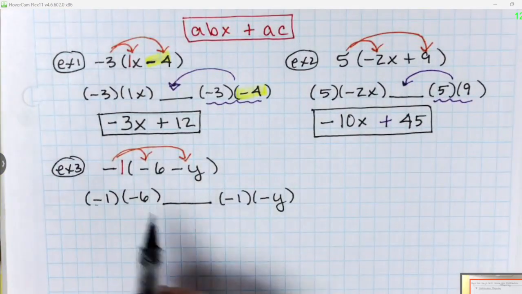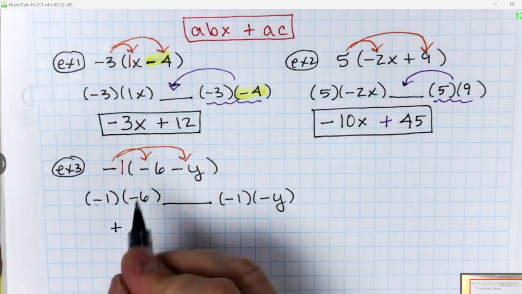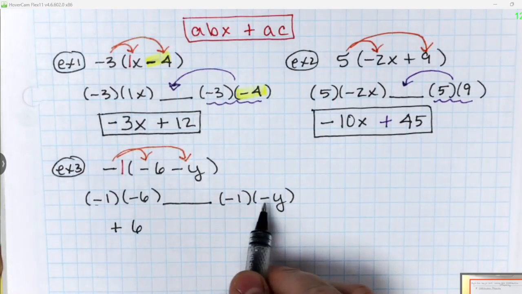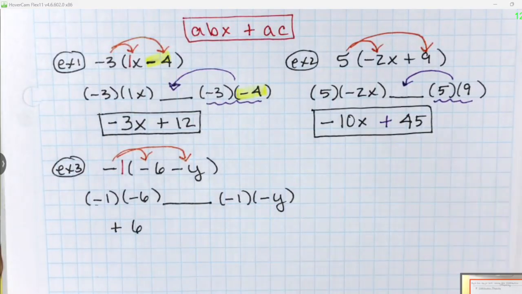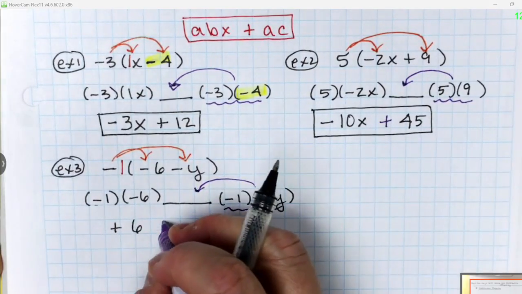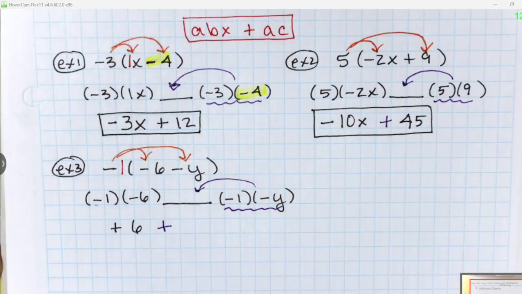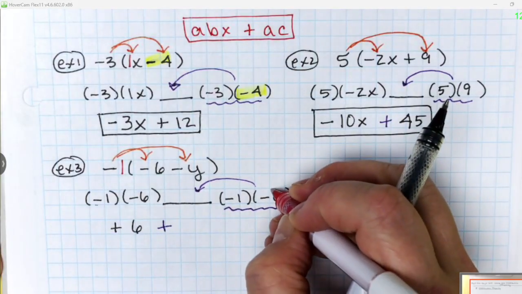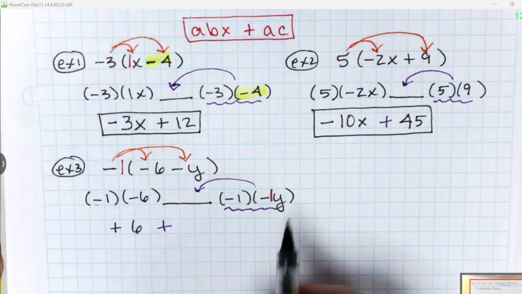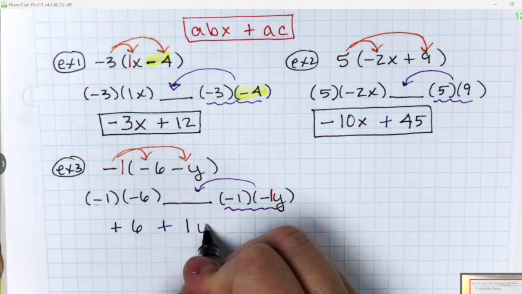All right, negative times a negative is a positive. 1 times 6 is 6. On the second pair, a negative times a negative is a positive. So that sign goes in the middle, so plus. And then remember again that your negative y is a negative 1y. So 1 times 1 is 1, and tag the y.